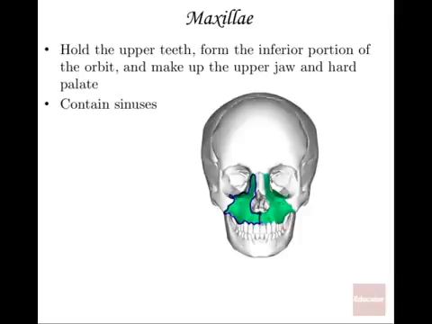You can see that they hold the upper teeth, form the inferior portion of the orbit right here, the bottom part of it, and make up the upper jaw and the hard palate. There is a soft palate that is more posterior, further back. We'll get to that later. And the last set of sinuses are located in the maxillae. So that's a total of 8 sinuses in the skull, for 4 pairs.